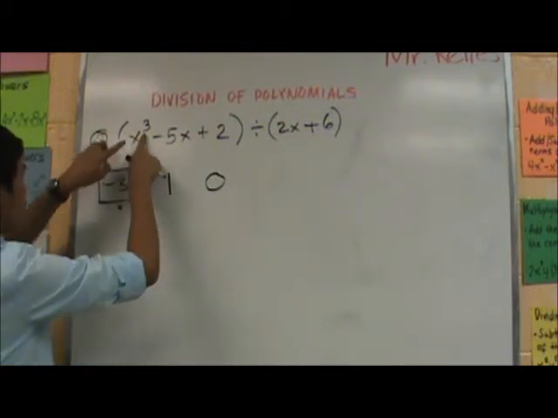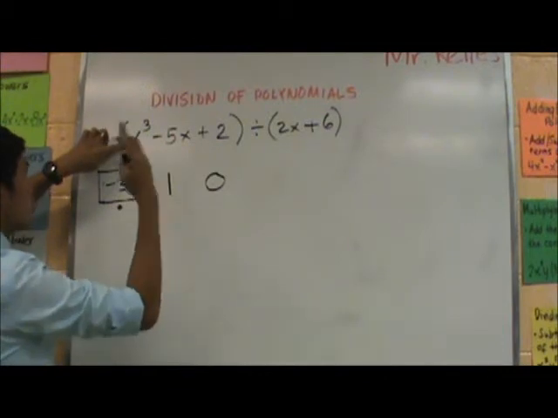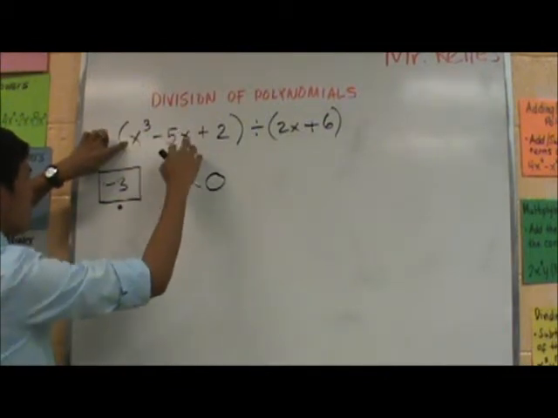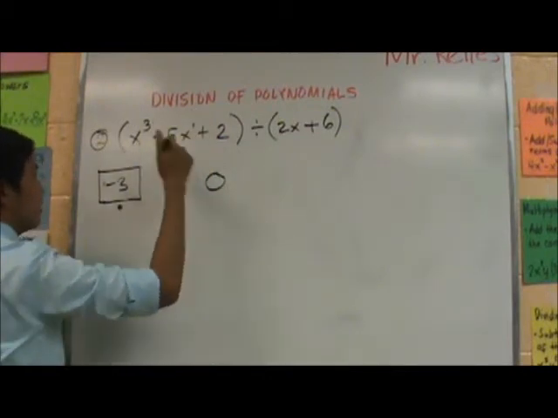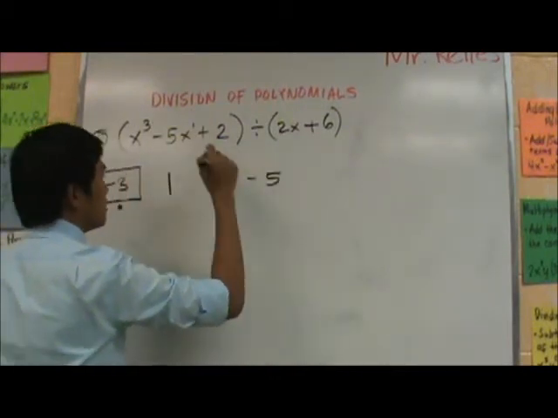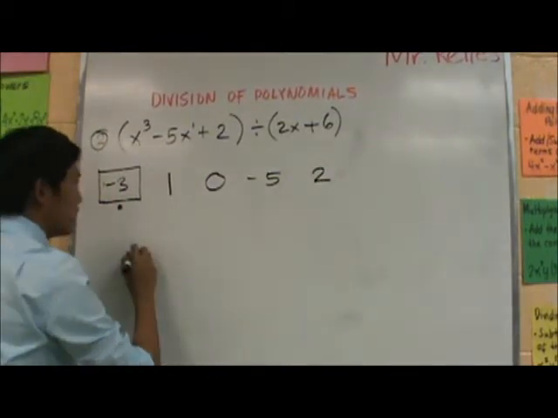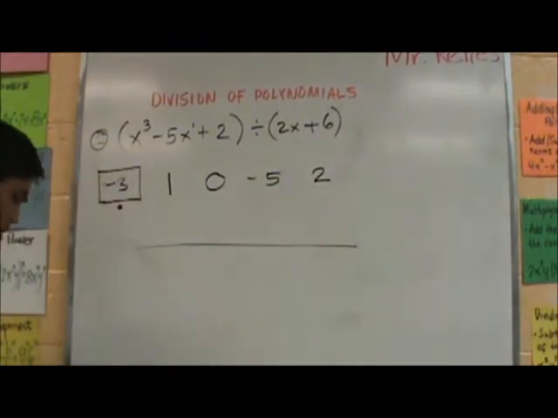So we're done with 3, which we used 1 for, and then for 2 we don't have a term, so we use 0. Then we have an exponent of 1, so we use negative 5, and the constant is 2. Then we're done setting up the problem. Okay, let's go ahead and solve it.